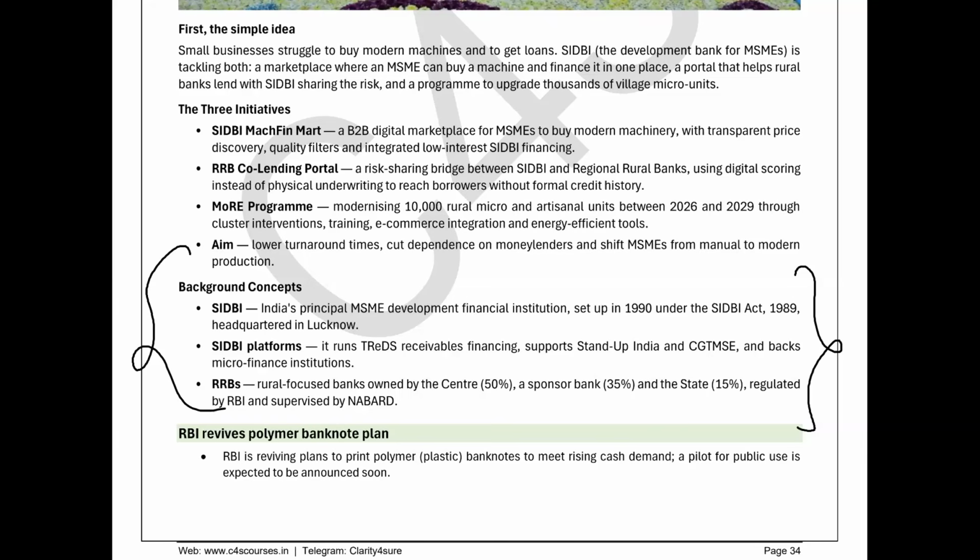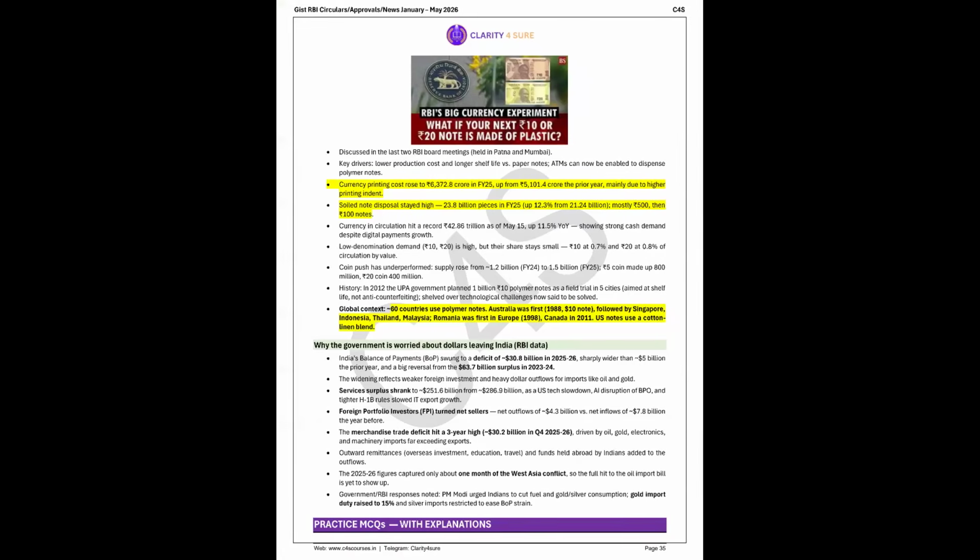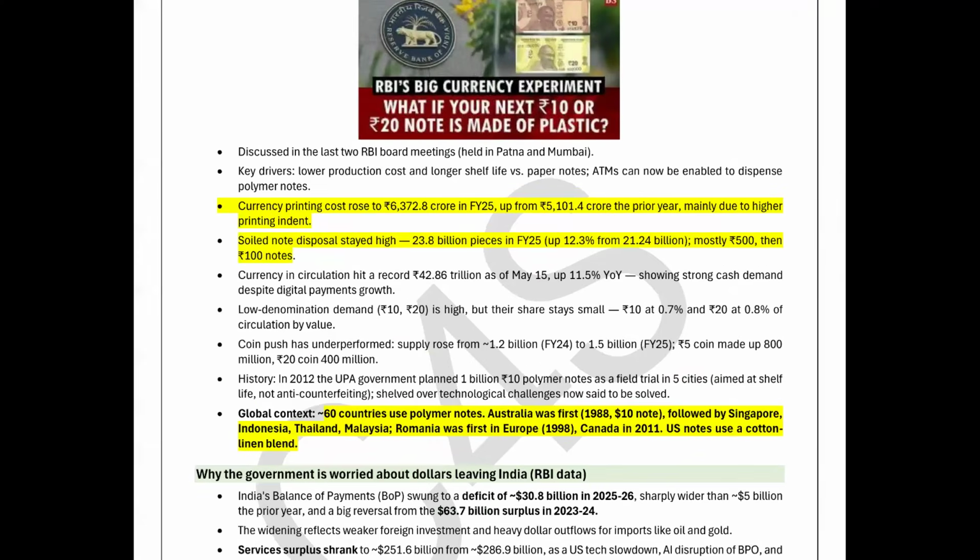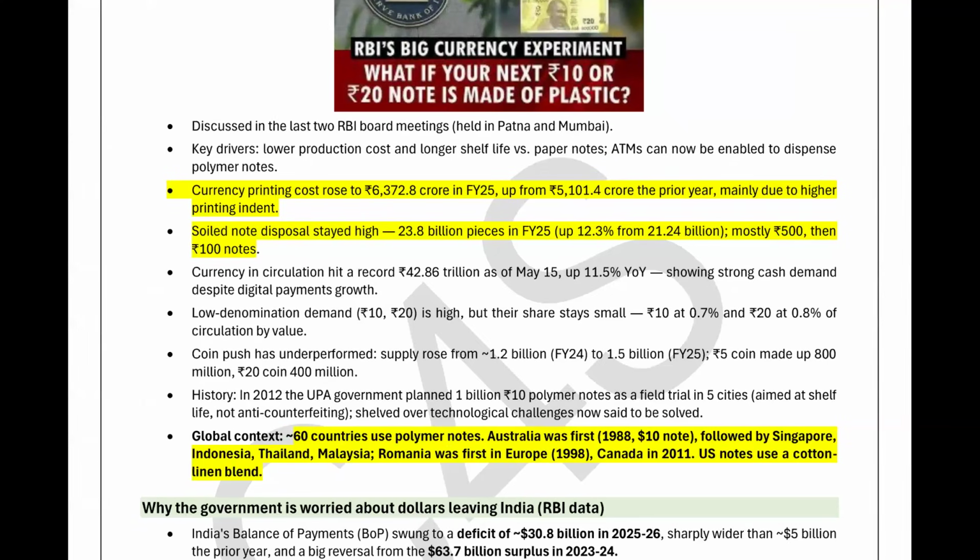Now, RBI revises polymer banknote plans, and it can be asked, surely the question will be asked. So RBI is revising plans to print polymer plastic banknotes to meet rising cash demand. A pilot for public use is expected to be announced. That means RBI is getting polymer plastic banknotes to meet what? Market demand for cash, is it clear? To meet market demand for cash. So whatever is mentioned with the yellow line, please note it.